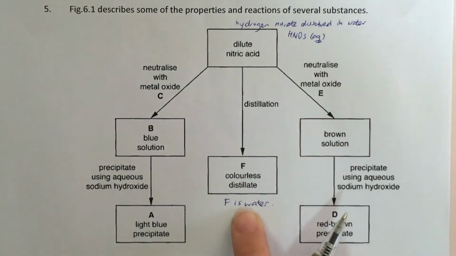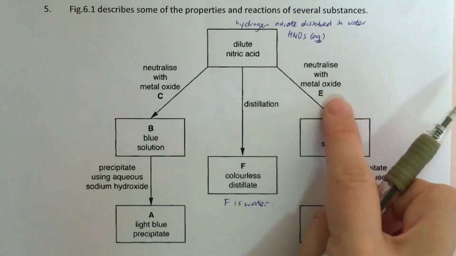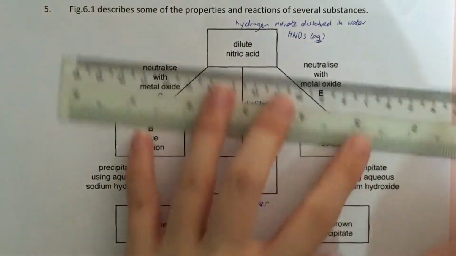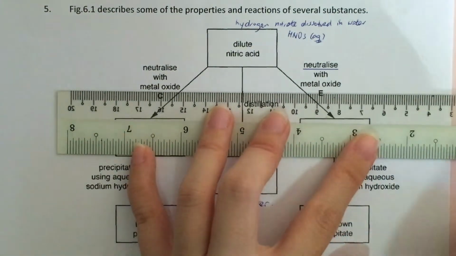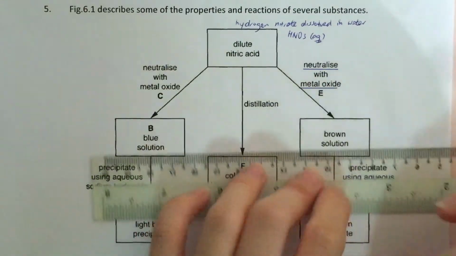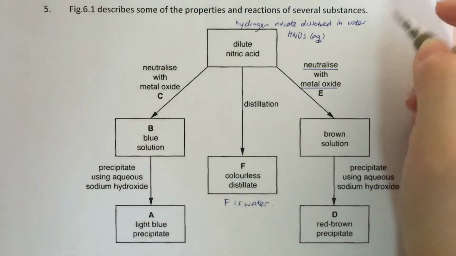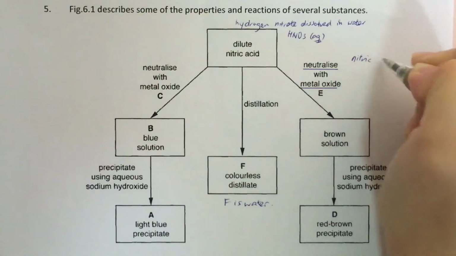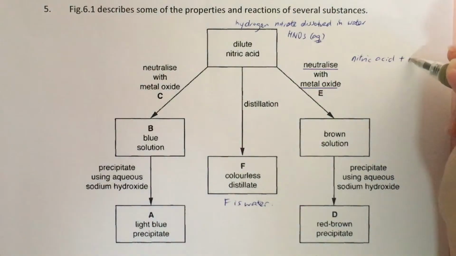Okay, next. Nitric acid neutralizes with metal oxide E. When we talk about neutralizing, it must mean an acid plus base reaction. So acid plus base, which is nitric acid plus metal oxide, will give us a salt and water. So let's write it out. Nitric acid plus metal oxide.